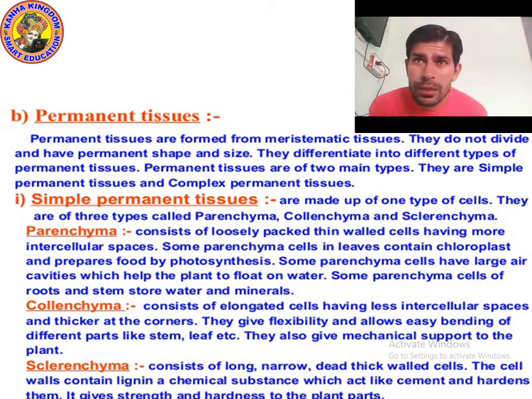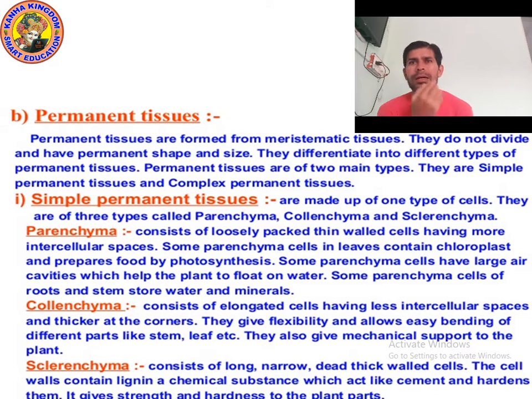Some parenchyma cells in leaves contain chloroplast. As I said, they store food, so some parenchyma cells contain chloroplast. And what is present in the chloroplast? In chloroplast, chlorophyll is present, which helps in absorption. So some parenchyma cells in leaves contain chloroplast and help in preparing food by the photosynthesis process.